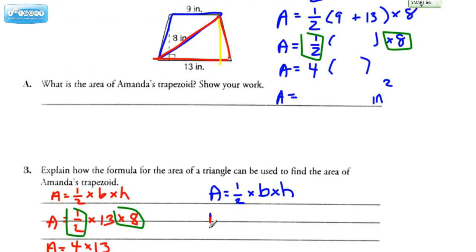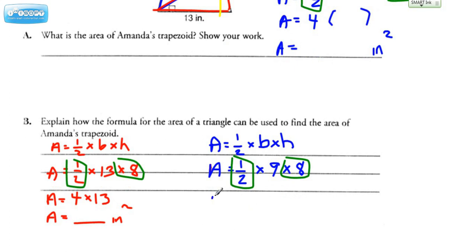Oops, let's use blue. And the height is still 8. We're going to take 1/2 of 8, because that's easy to do in our head, and we get 4. And you're just going to finish this up by multiplying 4 times 9, and then you're going to get a certain number of square inches.